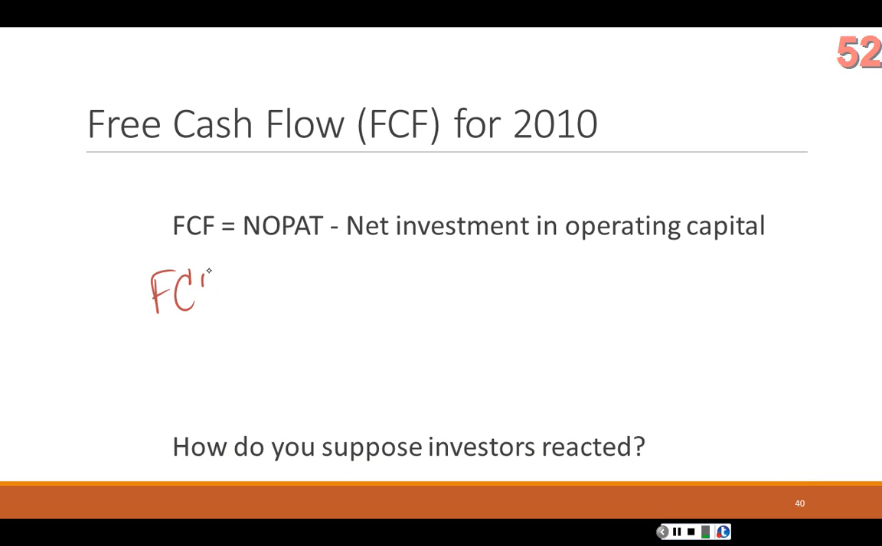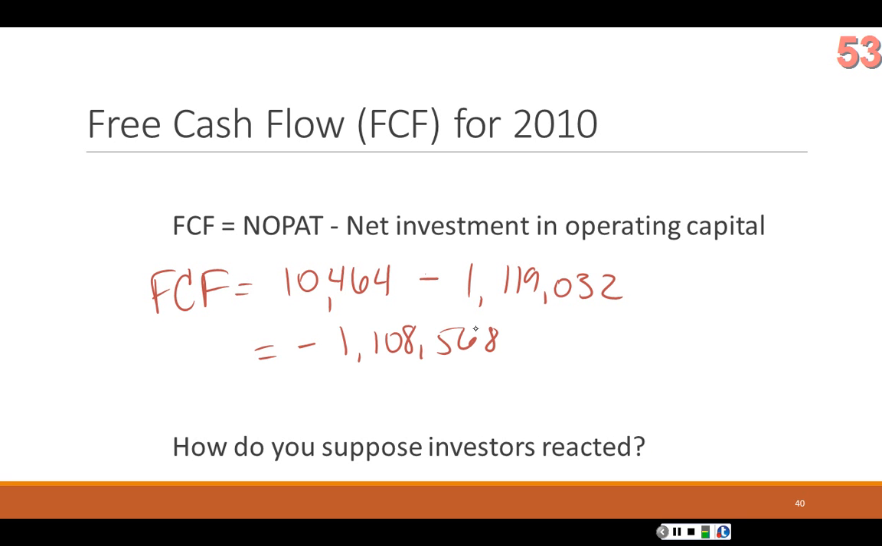So free cash flow, we have to take our net operating profit after tax, that was $10,464, and subtract our net investment in operating capital, $1,119,032. So free cash flow is negative $1,108,568. So our free cash flow is negative.